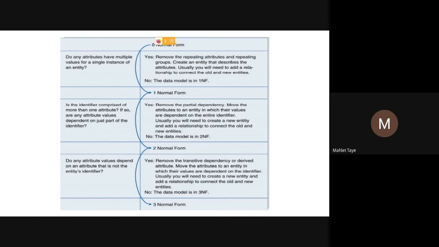The rule for the first normal form is basically the first thing: do you have any attribute that has multiple values for a single instance? Let's say one trainee can have one profile that will state his name, his email, his LinkedIn profile, every piece of information which is integrated into his profile. But at the same time, one trainee may have another email for his profile, and he will have another record.